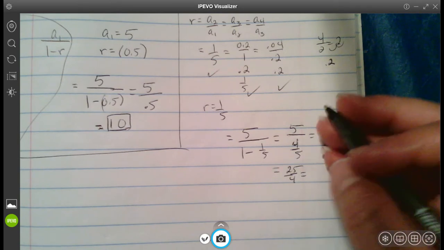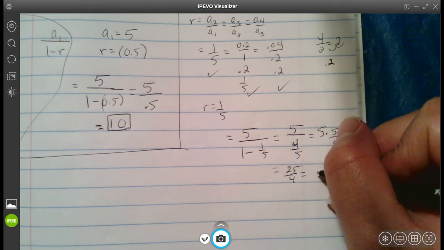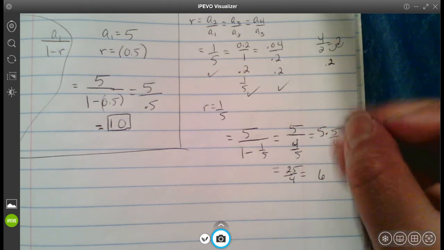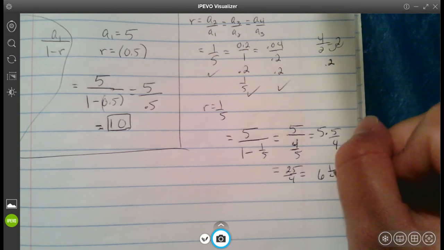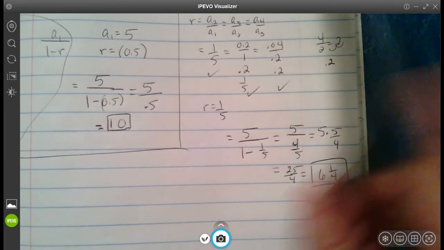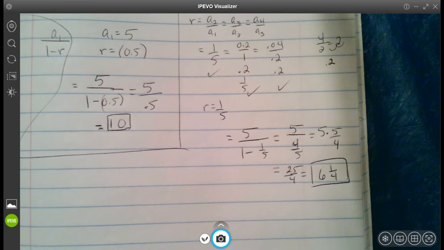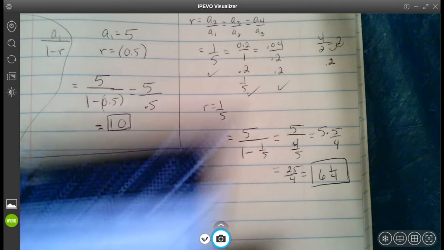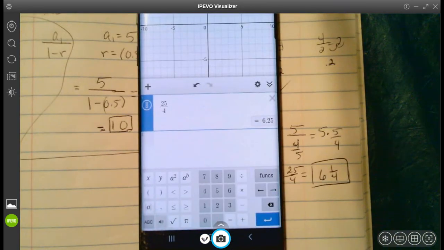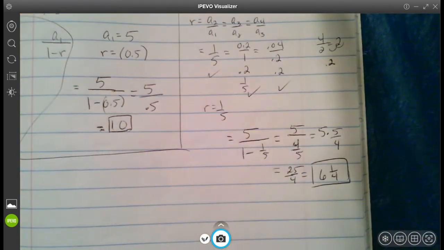So I guess we can leave it as a fraction. No, let's do a decimal. So 25 divided by 4 is 6 and 1/4, I believe. I'm going to check that one just in case because it's late on a Friday, so chances are I might mess up here and there. Yeah, we're good. There you go. 6.25, which is 6 1/4. So we are good to go.